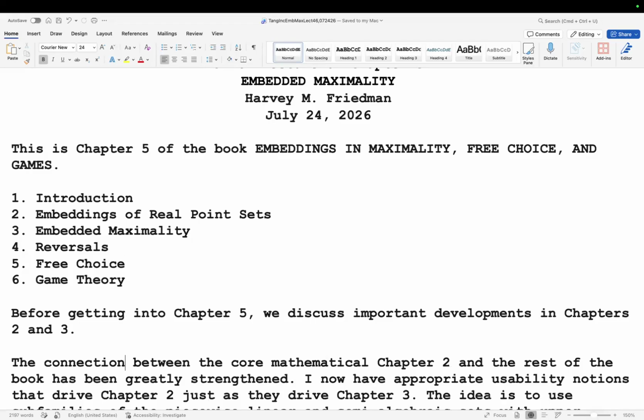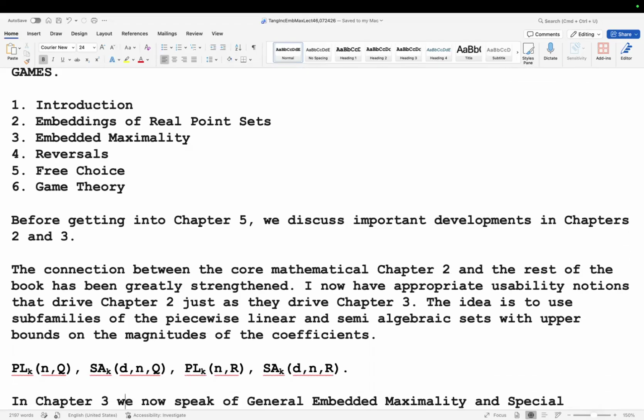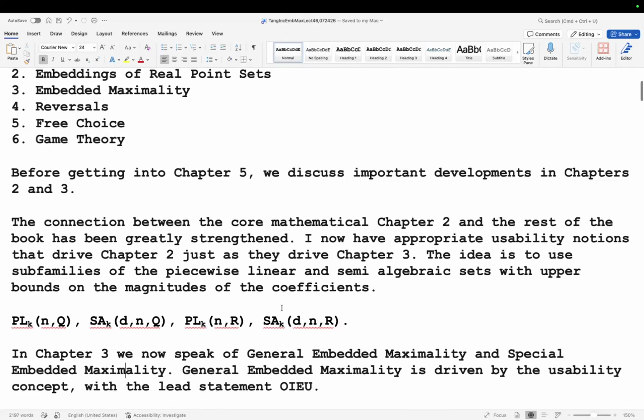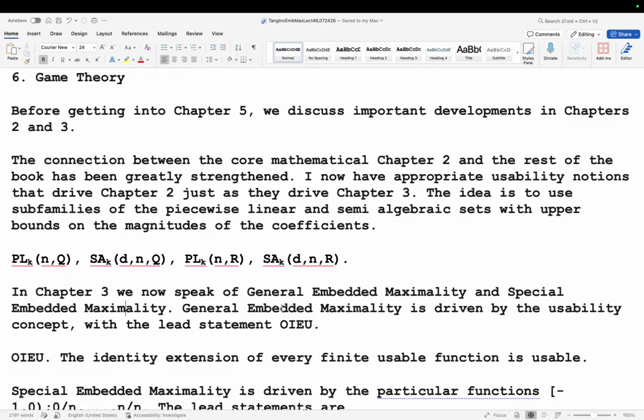All right. Before getting into chapter 5, we'll discuss important developments in chapters 2 and 3. The connection between the core mathematical chapter 2 and the rest of the book has been greatly strengthened. This is important because now it looks like there's a smooth transition from a completely, obviously, totally important and natural subject in core math into this new stuff, which is these large cardinals. So I now have appropriate usability notions that drive chapter 2, just as they drive chapter 3. The idea is to use subfamilies of the piecewise linear and semi-algebraic functions with upper bounds on the magnitudes of the coefficients. This notation here has been approved by AI.